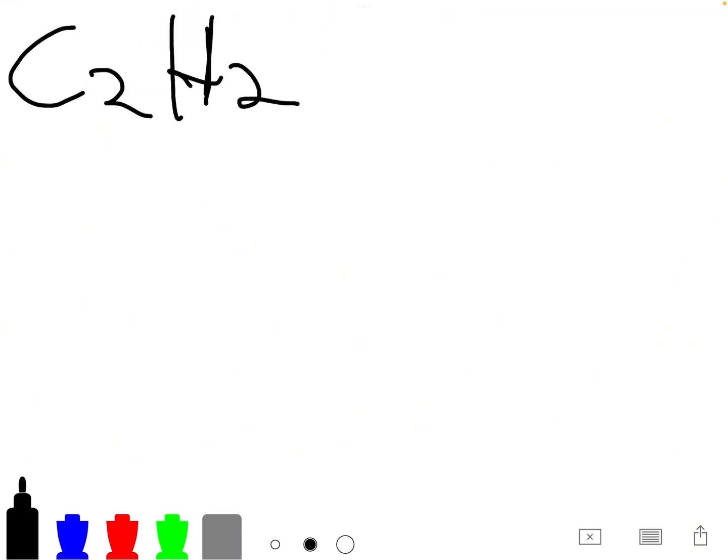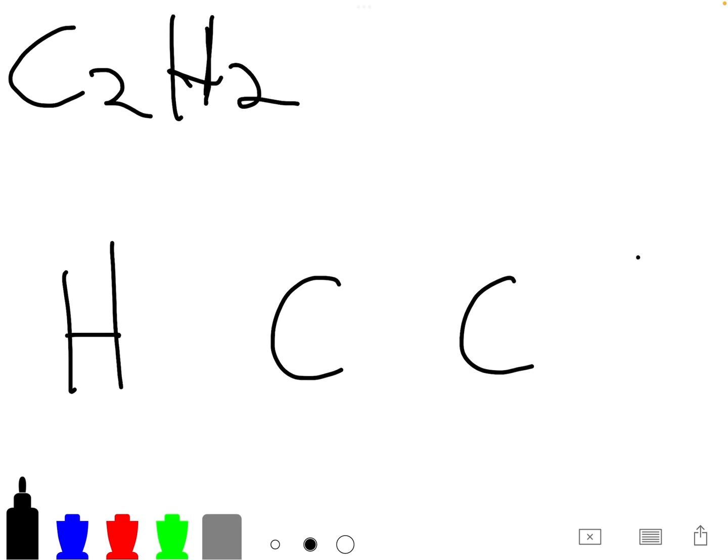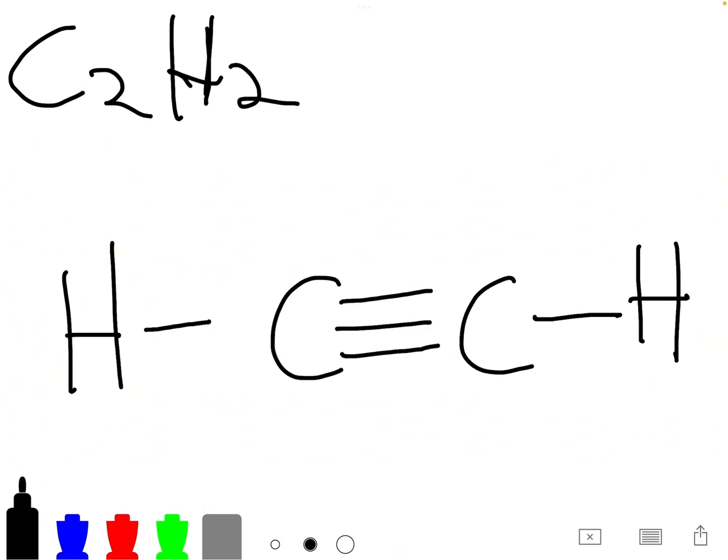C2H2. So the structure will look like this. There is going to be hydrogen, carbon, another carbon, and a hydrogen. So there's going to be a bond here and here, and then there's going to be a triple bond there because of all these shared electrons. So that is how you do the structural Lewis structure setup of this.